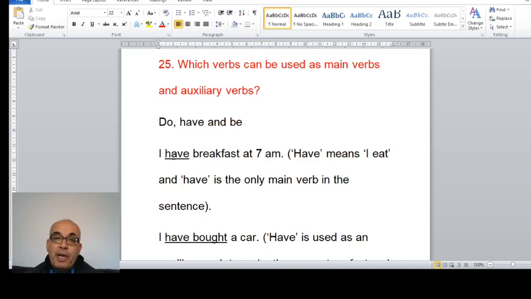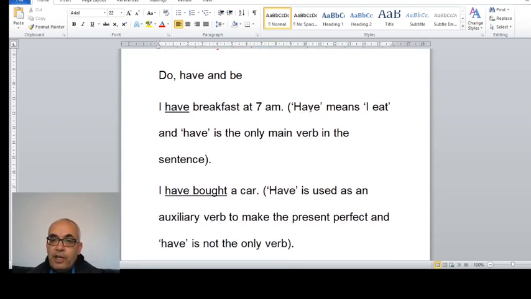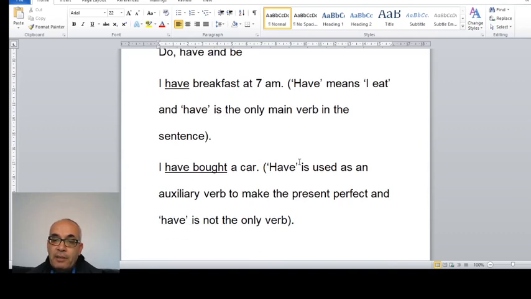If you look at this sentence, I have breakfast at 7 a.m. How many verbs do we have? We only have one verb. So have is the main verb. Why? Because it is the only one. Have, of course, means I eat, but English people would say I have breakfast at 7 a.m. So this is the explanation. Have means I eat, and have is the only main verb in the sentence.